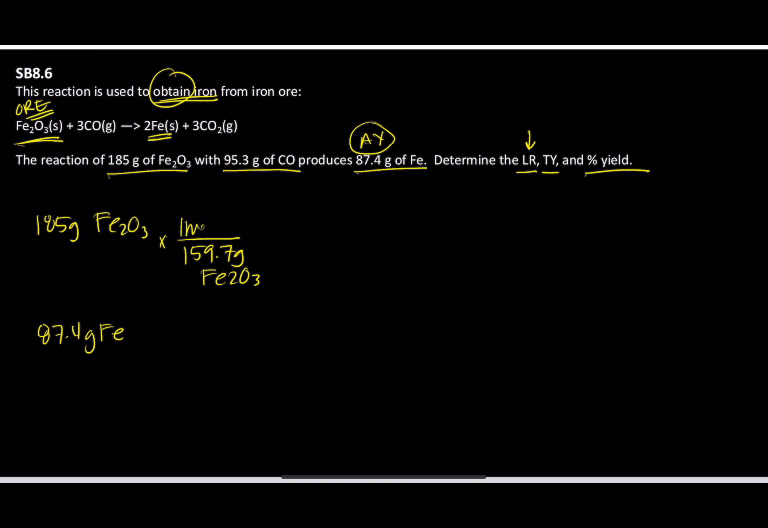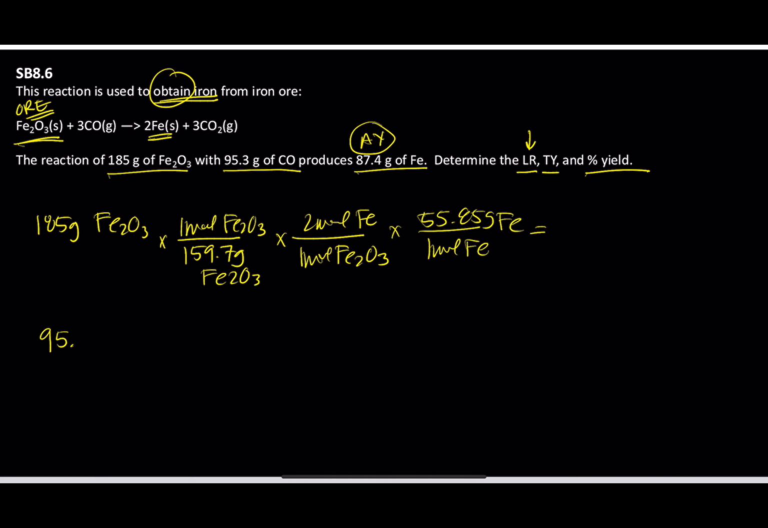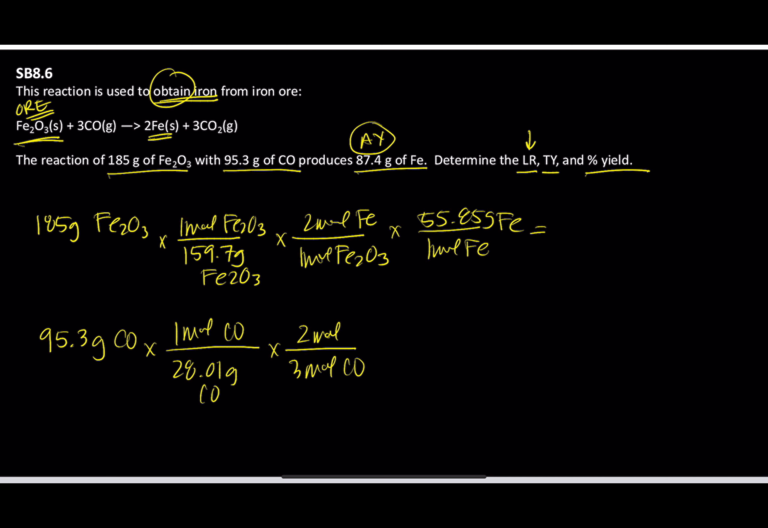I'm going to fix that in just a moment. And then we're going to go from mass to moles using molar mass. Then we're going to go from moles of each thing to moles of iron using a mole ratio as provided by our balanced chemical equation. And then we will use the molar mass of iron to get grams of iron, so that way we can actually look at which of these two reactants creates the least amount of product.